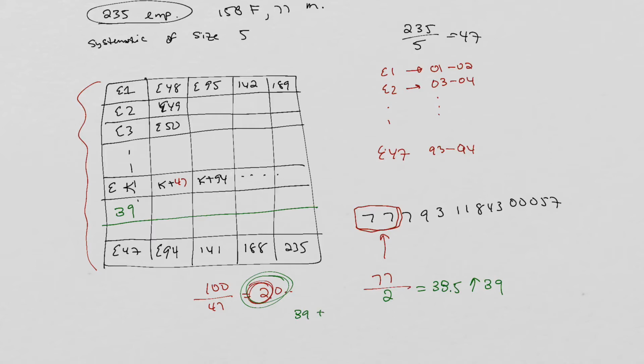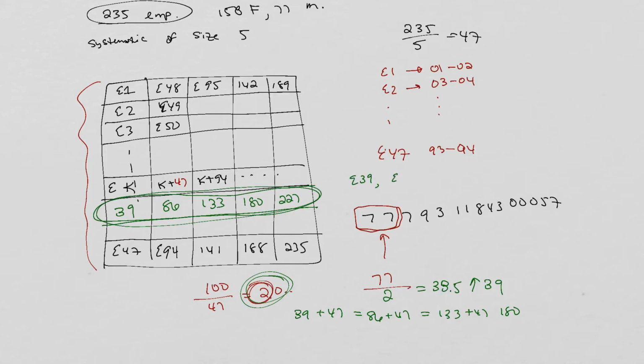So the next person, if we add 47 to that, gives me 86. So that would be person 86. If I add 47 to that, gives me 133. If I add 47 to that, gives me 180. And if I add 47 to that, I get 227. So these people would be my systematic design. So it's employee 39, 86, 133, 180, and 227. So that would be the sample we would pick for this particular problem.